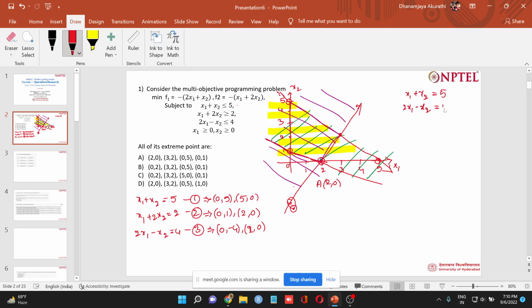2x1 minus x2 is equal to 4. Then you can identify 3x1 is equal to 9, x1 equal to 3. So if you substitute that in x1 plus x2 is equal to 5, then we can get x2 is equal to 2. So at this point, if we denote it B, x1 is 3, x2 is 2. And this is the point x1 0, x2 5, C. And here it is the D.